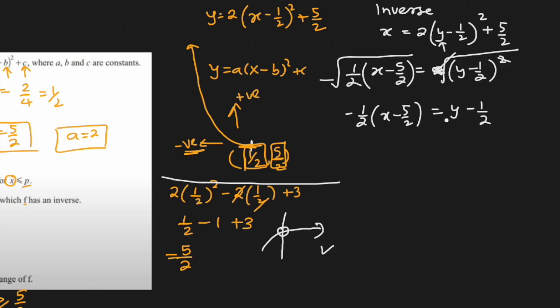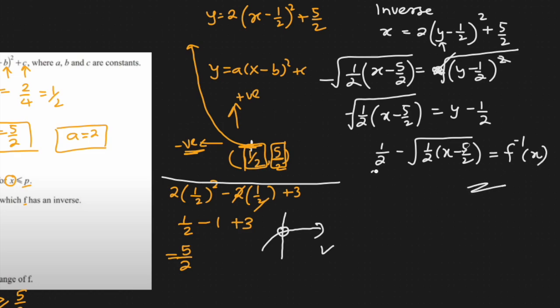And now to leave this y alone, minus half will go to the other side, we'll be left with minus half, and it was square root also, no? It was square root. Half x minus 5 over 2. This is equal to y, which is f inverse x. This is what they wanted. So we found the inverse.